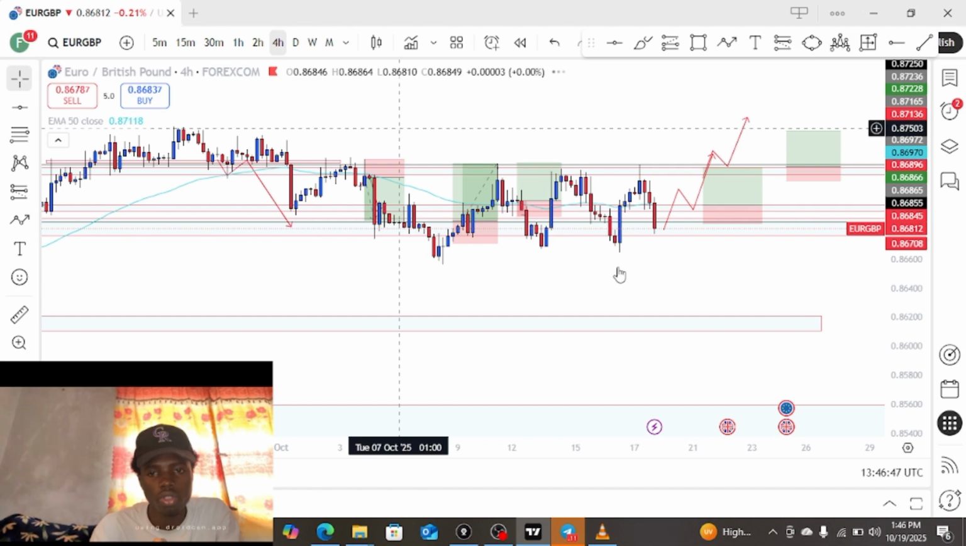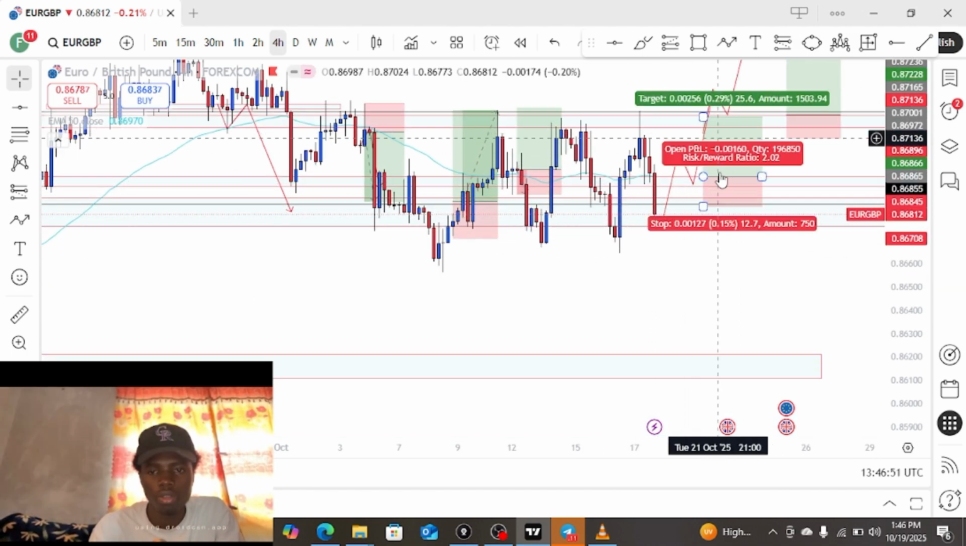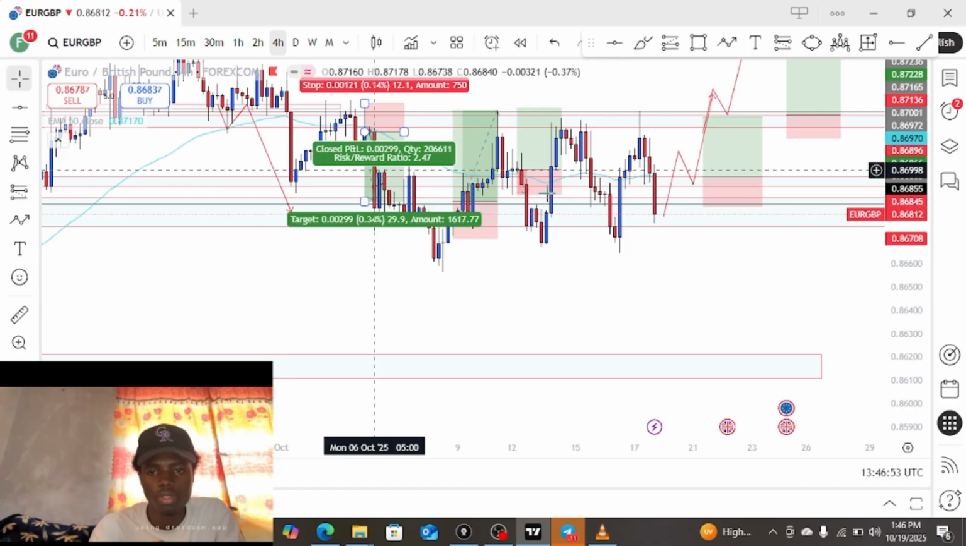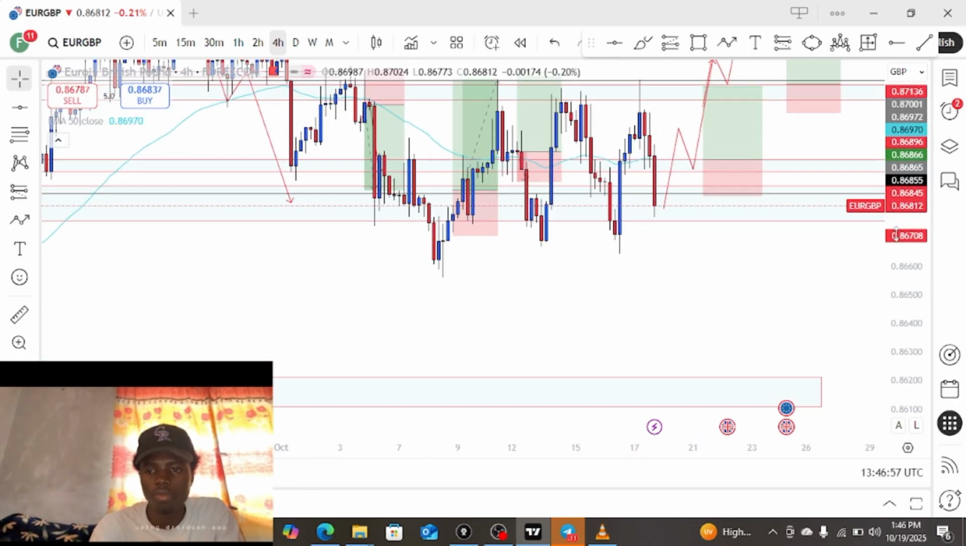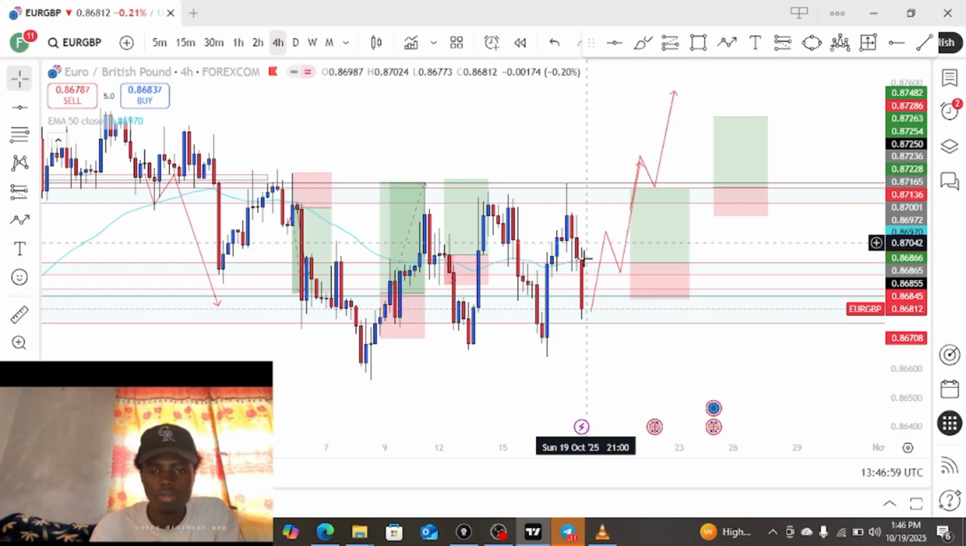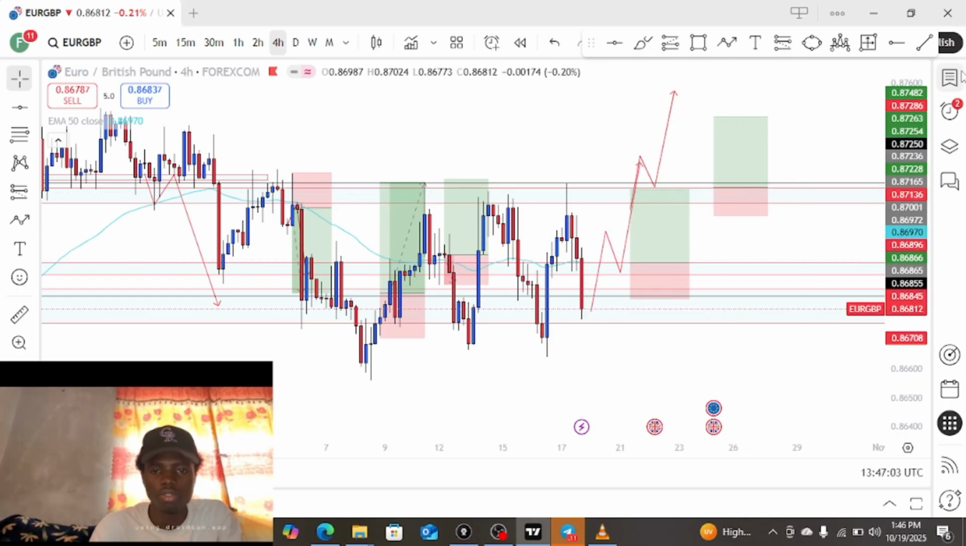So now let's go to the 4 hour. I'll be looking for the break and retest on this 4 hour AOI right here. So that's what I'm looking for. If not that, I'll be looking for a good shift of structure retracement and take the trade.